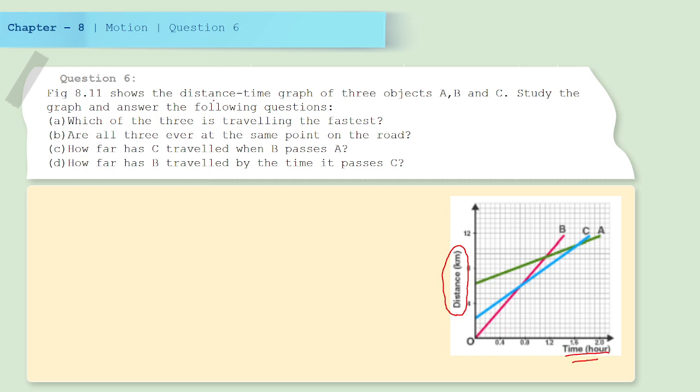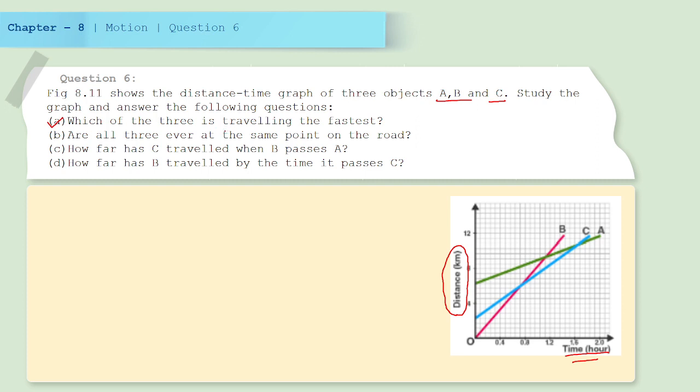The question shows a distance time graph of three objects A, B and C. They are moving. Study the graph and answer the following questions. So let us discuss the first question. Which of the following three is traveling the fastest?